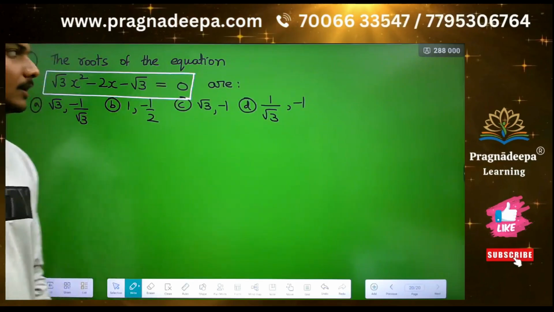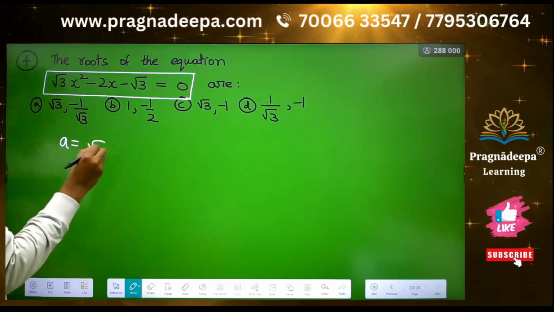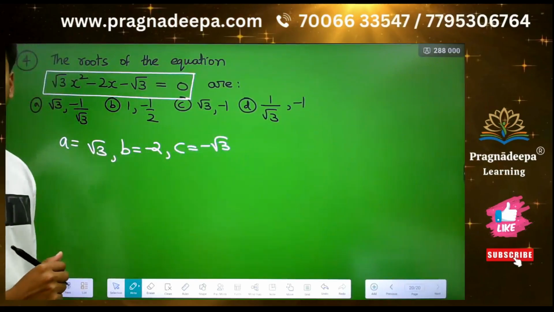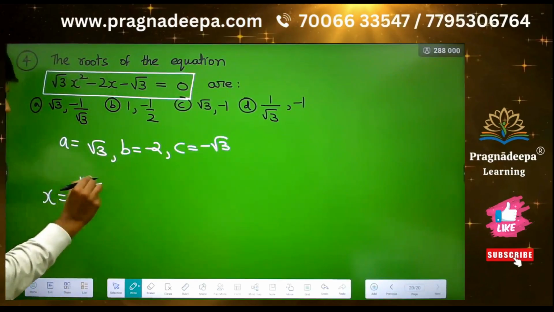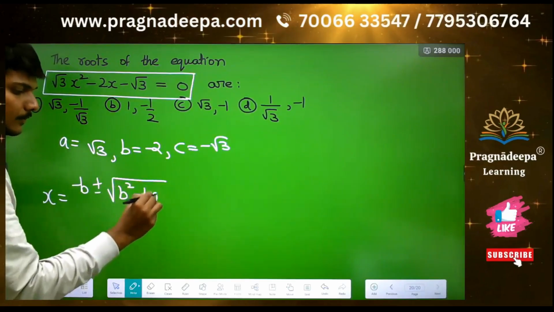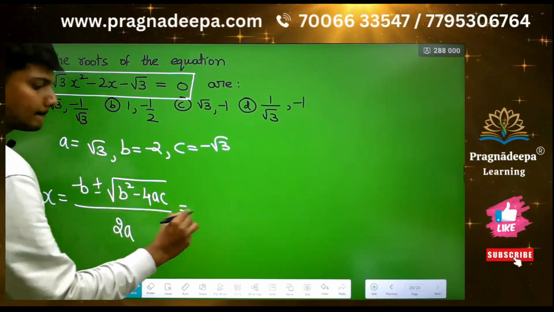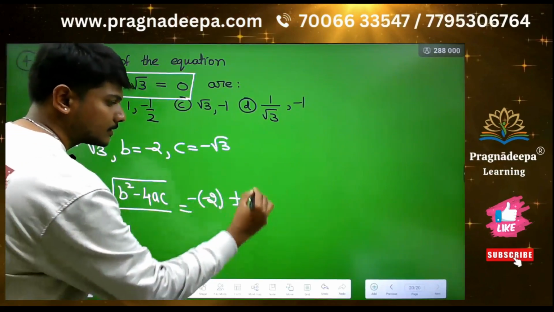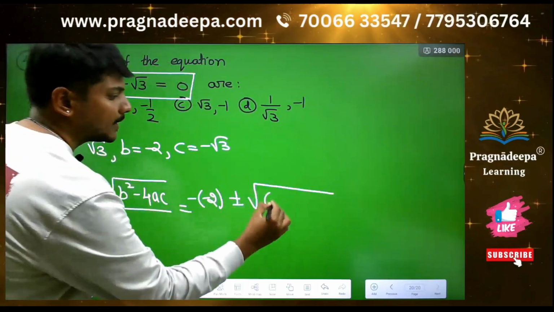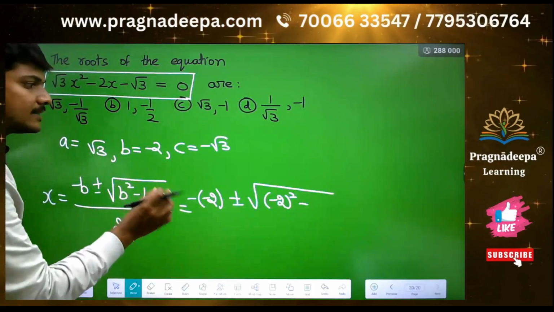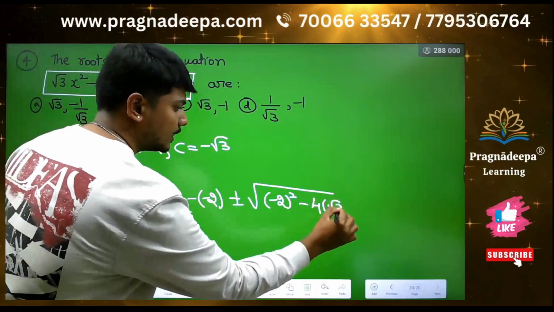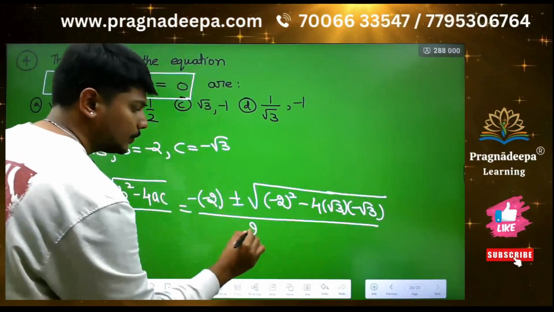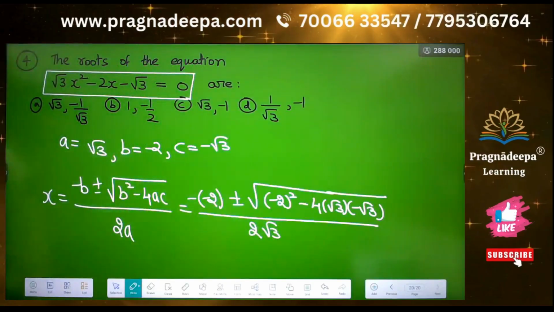So let us use the formula method. If I use the formula method, the value of A is root 3 here, value of B is minus 2 here, value of C is minus root 3. So x will be equal to minus B plus or minus square root of B square minus 4AC divided by 2A. So minus of minus 2 plus or minus square root of B square, minus 2 whole square, minus 4AC. The value of A is root 3, value of C is minus root 3, divided by 2A, that means 2 root 3.